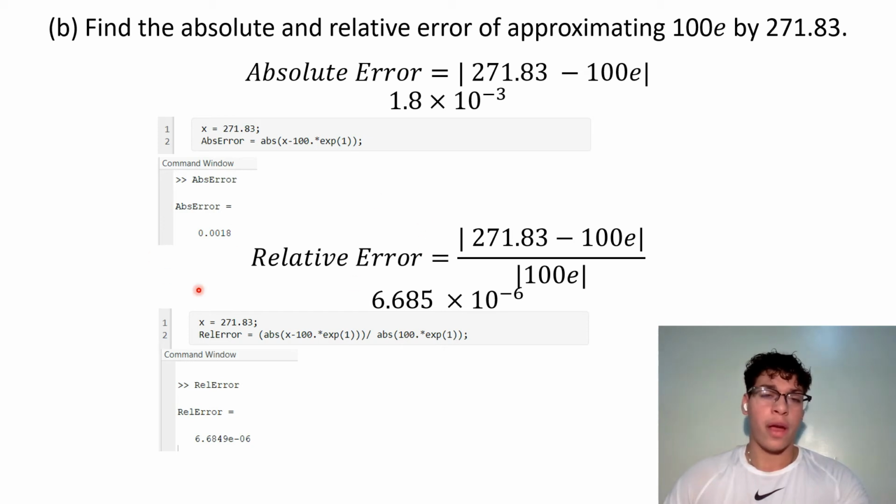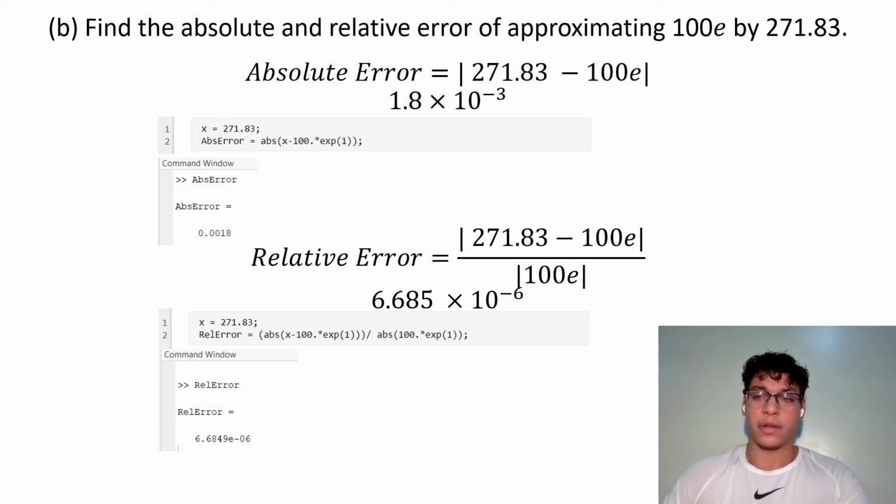And the relative error, we would have to just basically use the absolute error and divide it all by 100 times Euler's number, to get 6.685 times 10 to the negative 6 power for this problem.